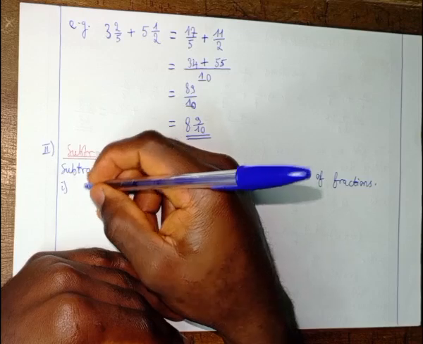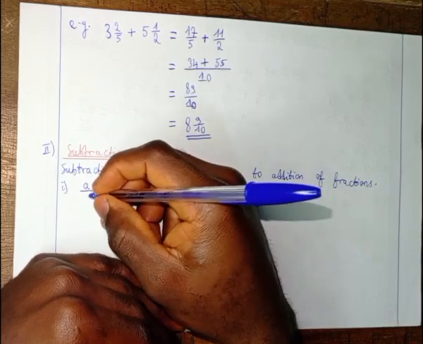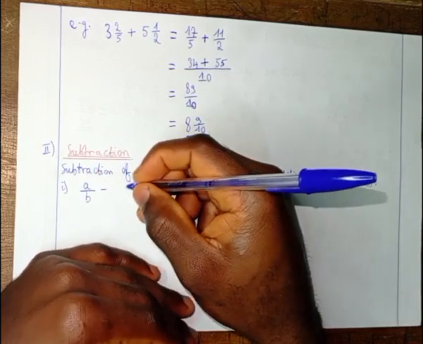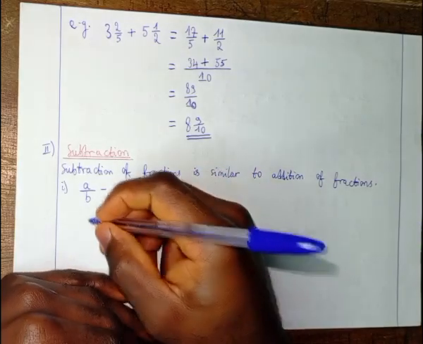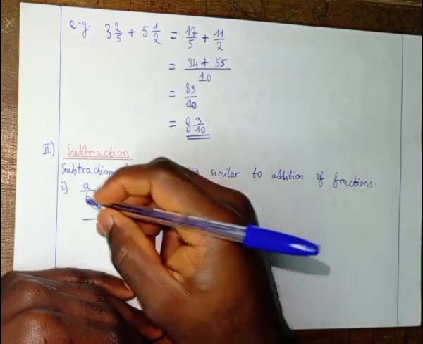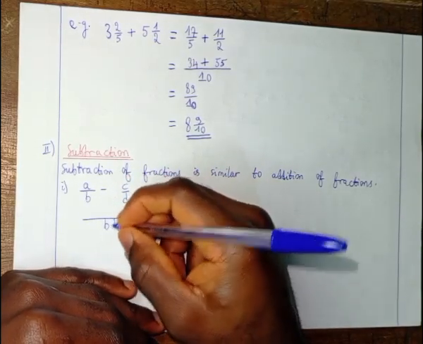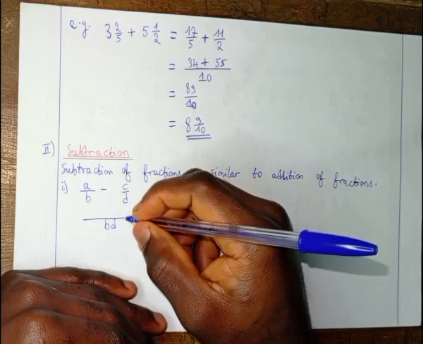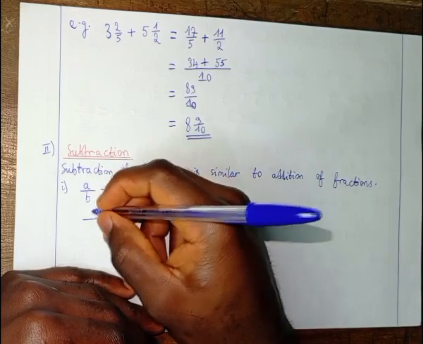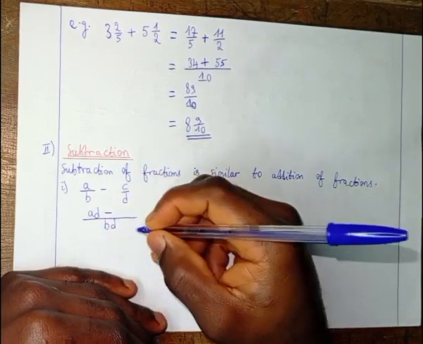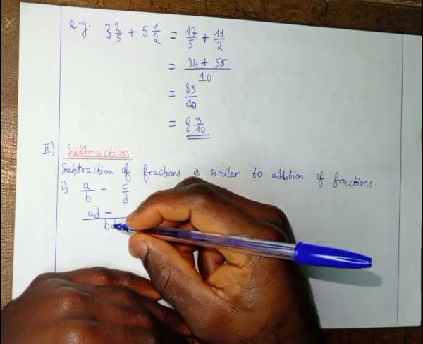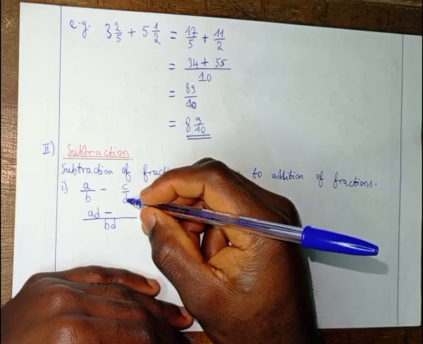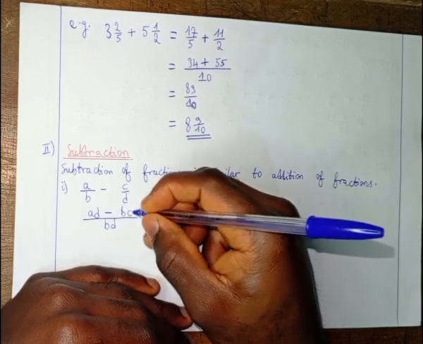For example, if you had to subtract these two fractions, a over b minus c over d, first thing we need to start by finding the LCM of the denominators. This will give us bd. bd divided by b gives us d. d times a gives us ad. We bring down the operation, which is minus. bd divided by d gives us b. b times c gives us bc.